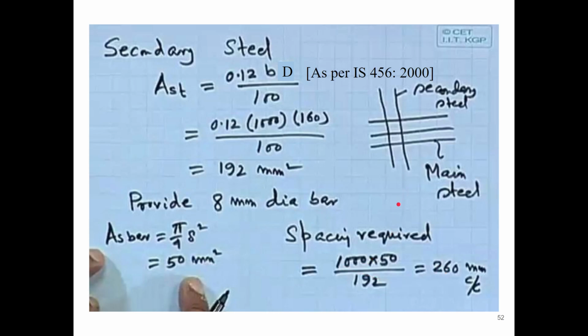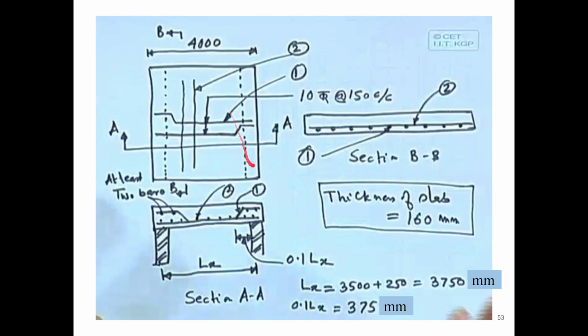So if you see, this is the ultimate design. These are the main reinforcement and these are the secondary reinforcement. Here in one case this is 4 meter, and this was actually 3.5 meter from here to here. This is 3.5 meter, and this was I think 8 meter, right?